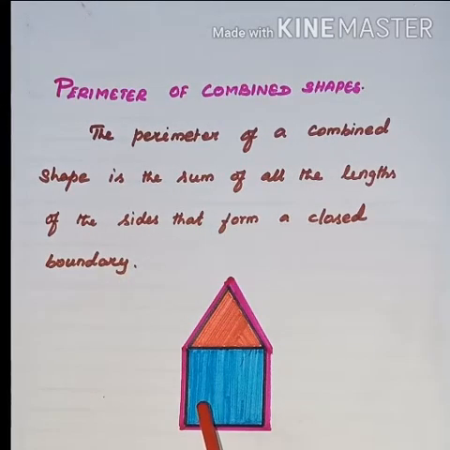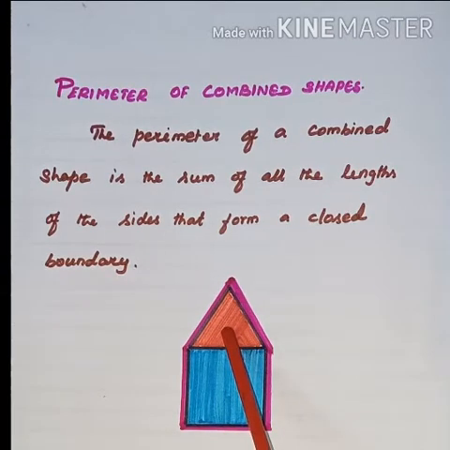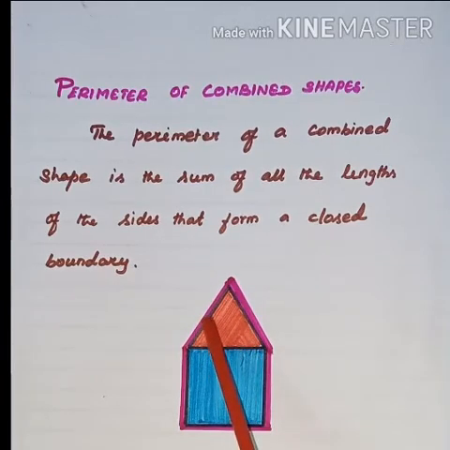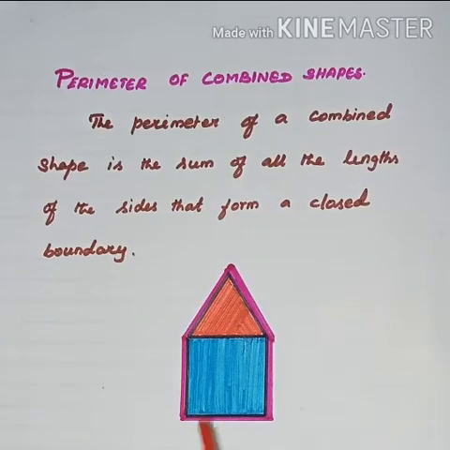In this figure, which has a square of side a units. This part is a square whose side is a unit. This part is nothing but an equilateral triangle. The triangle whose three sides are equal is nothing but an equilateral triangle. In this, the side of the equilateral triangle is also a unit, which forms a combined shape.